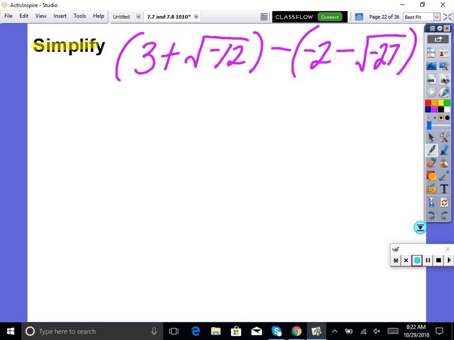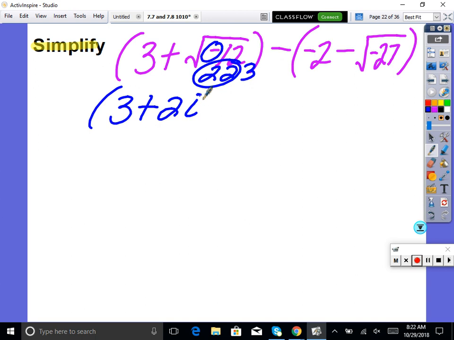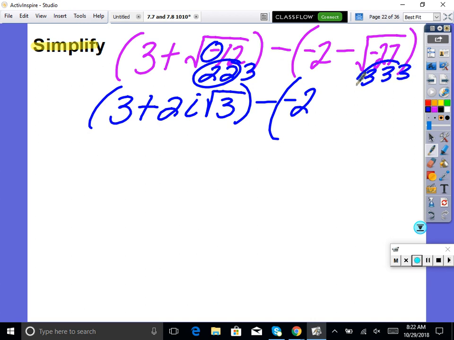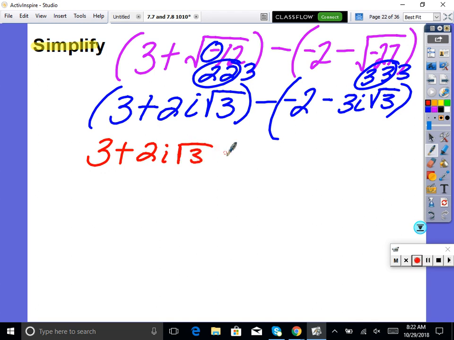So subtraction, just like with all the problems we've done this year, you've got to distribute the negative. So you'd say, okay, you've got to break this down, isn't that 2 times 2 times 3? 2i root 3. 3 plus 2i root 3, minus, negative 2, and then 27 is 3 times 3 times 3, so minus 3i root 3. Now you'd say with subtraction, I've got to distribute the negative. So this front one doesn't change. 3 plus 2i root 3. Now we have plus 2, so we distribute the negative in. Then we have plus 3i root 3.